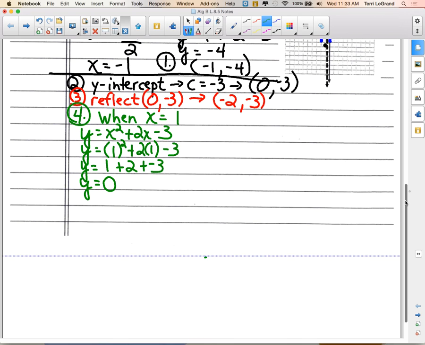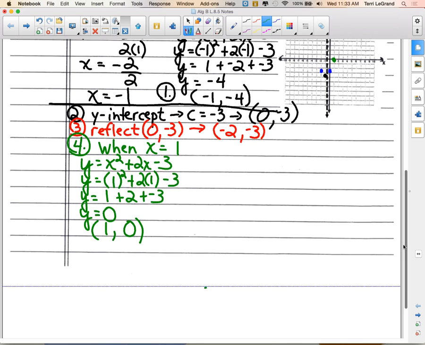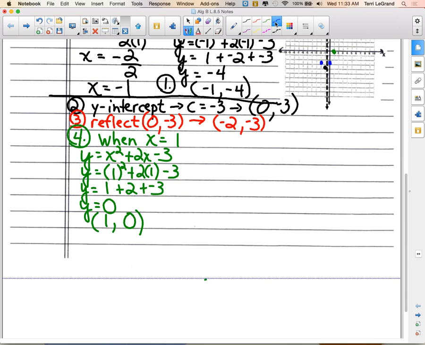So what ordered pair did we just find? 1, 0. There's our fourth point. So we'll go to our graph, and at 1, 0, we'll plot a point. And point number 5 comes from where? Yeah, we reflect that one. So we're going to reflect 1, 0. And what do we get? We're over on the other side. So we're 2 away, so we have to go 2 away on the other side. So we're at -3, 0.